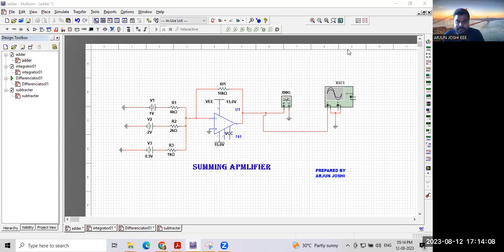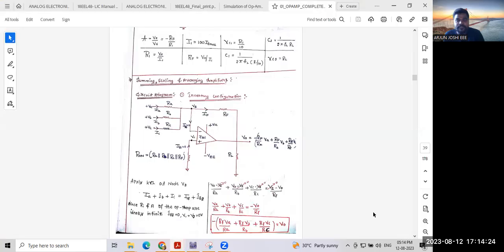This is our simulation and op-amp circuits laboratory for fourth semester electrical and electronics engineering students. It is a VTU syllabus. We have already seen many experiments in our last videos. You can refer to them: around 7 experiments are done, both the design part, the theoretical part, and in the Multisim platform also.